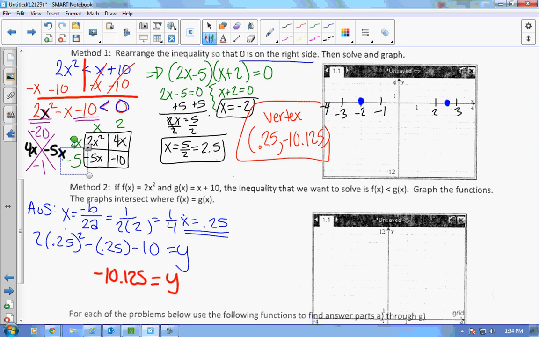If you look carefully at the y's, what are the y's counting by? Each horizontal line on the y-axis is counting by 1s, because you can see there's a 1 mark there. So when we go down to negative 10, you have to count down. 1, 2, 3, 4, negative 5, 6, 7, 8, 9, negative 10. So 0.25, negative 10.125, which is just below negative 10.